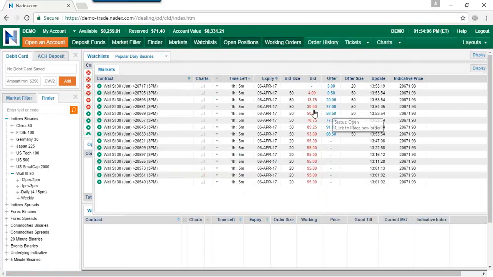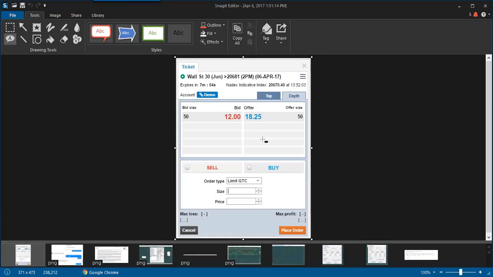$37. I can buy it for 37, sell it for 30. The mid price is about 34. So there's about a 34% probability here compared to a 15% probability here. Twice the probability. Everybody, that makes sense? Double the percentage of probability.